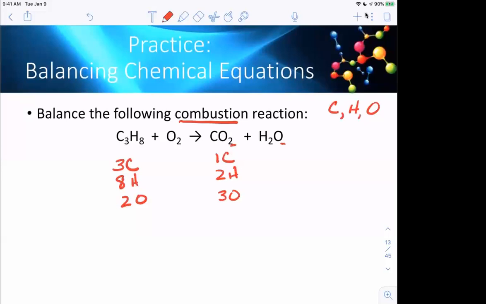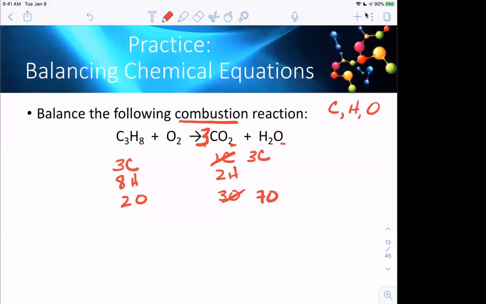So I'm going to put a 3 here in order to make my carbon balance. I made no changes to the reactant side, so nothing changes there. But now I have 3 carbons. I have 3 times 2, 6, plus 1, 7 oxygens. My hydrogen and my oxygen are still not balanced.